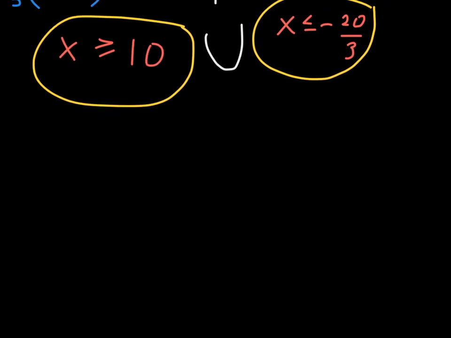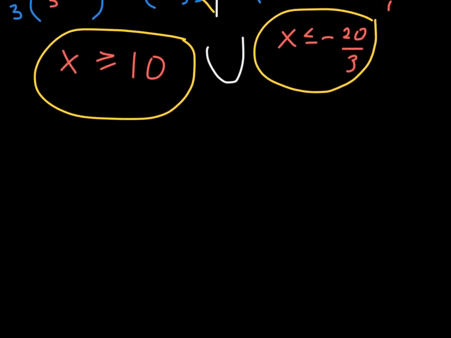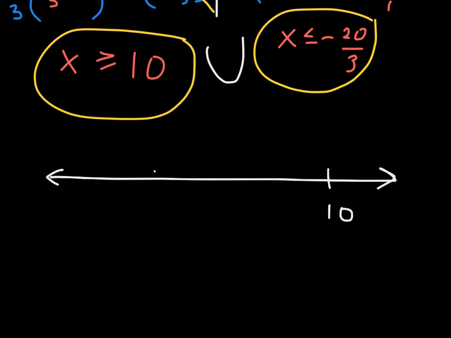Let's go to the x-axis. Here's my x-axis. If you don't mind, I'm going to say that this is 10 here, and this is negative 20 thirds here. Negative 20 thirds: 3 goes into 20 six times with 2 left over. So this is the same thing as negative 6 and 2 thirds. So this number, negative 20 thirds, can be found between negative 6 and negative 7, a little closer to negative 7 than to negative 6. All right, so here we go. We are going to show all of the numbers that are greater than or equal to 10.